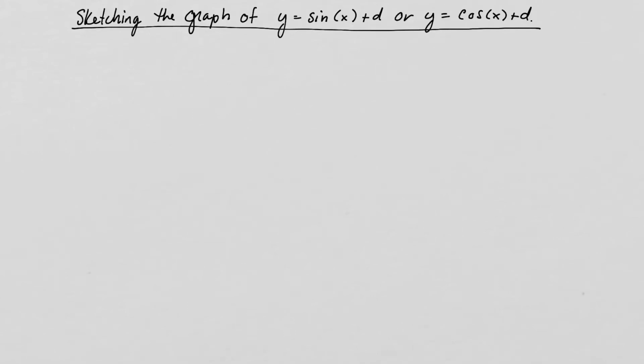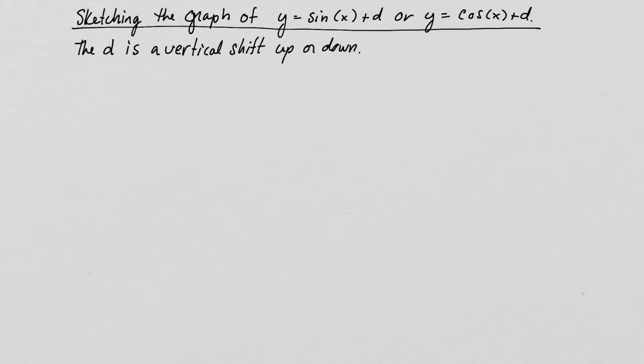So in this video, we're going to look at what happens if we shift a graph by this value plus, or it could be a minus d. So what we're going to be doing is basically this plus or minus d raises the graph up or down. So it's a vertical shift. So the d is a vertical shift up or down.